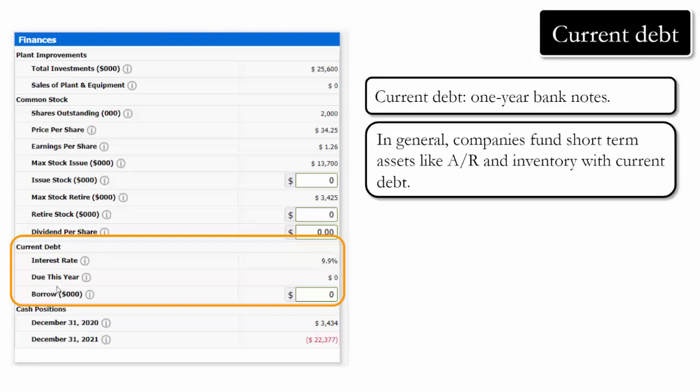The next section displays due this year, and this is really last year's current debt. You always have to pay it off on January 1st. Since you have to pay your current debt this year, it will be automatically reflected in your end-of-year cash position. Under Borrow, you can enter the amount that you want to borrow as current debt this year. The amount of current debt you can borrow is determined by how much you have in accounts receivable and inventory.